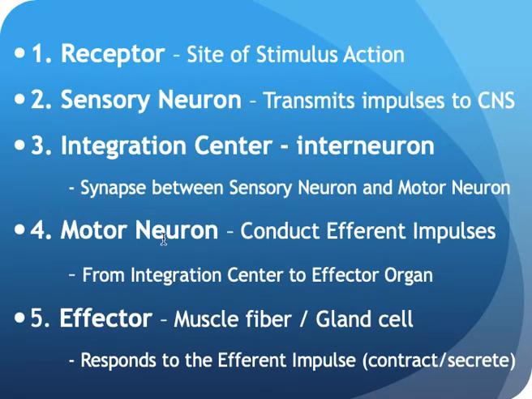Okay, so now we have the motor neuron. So this is going to conduct my efferent impulses. And again, it's the integration center to the effector organ. And then I have my effector, which is, again, a muscle fiber, or it can be a gland cell. We've gone over the effectors a bunch of times, but it can tell that effector to contract. It can tell it to secrete something. It can tell it to do its job here.